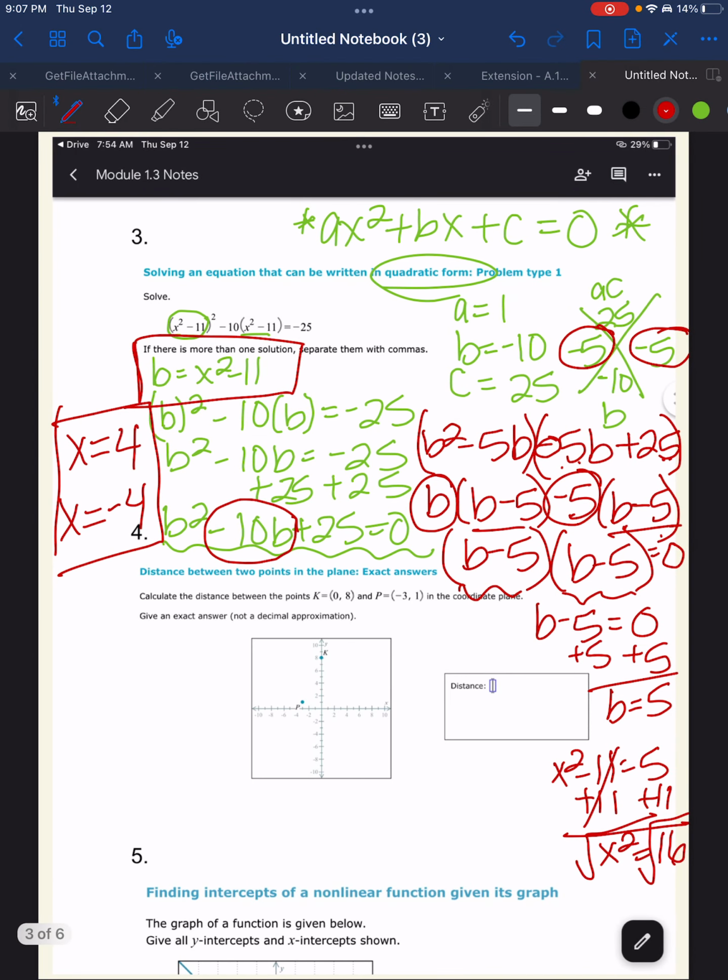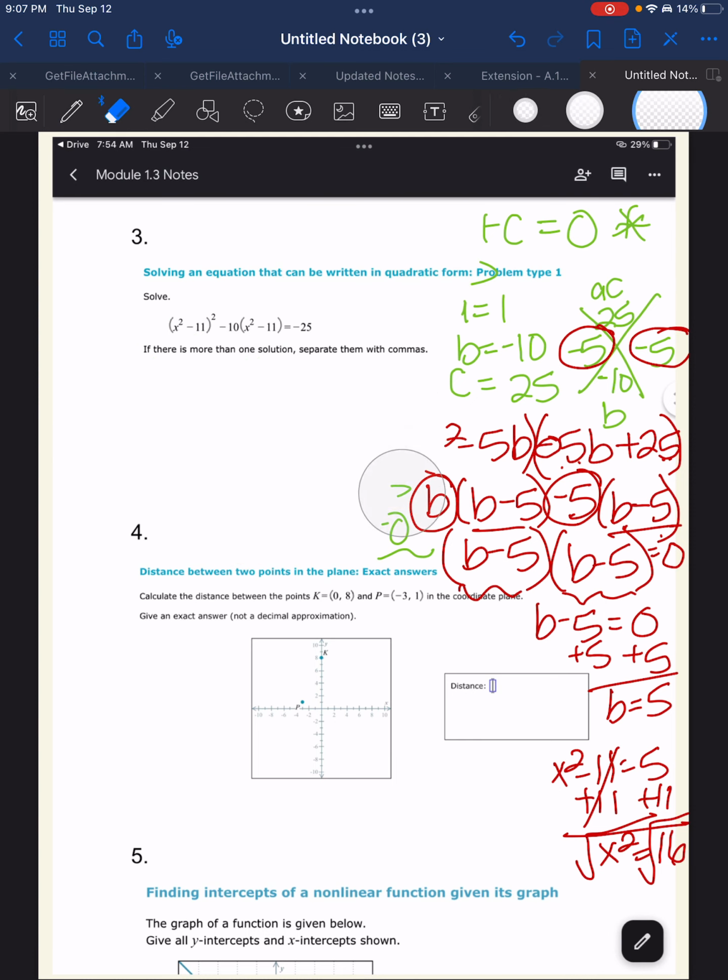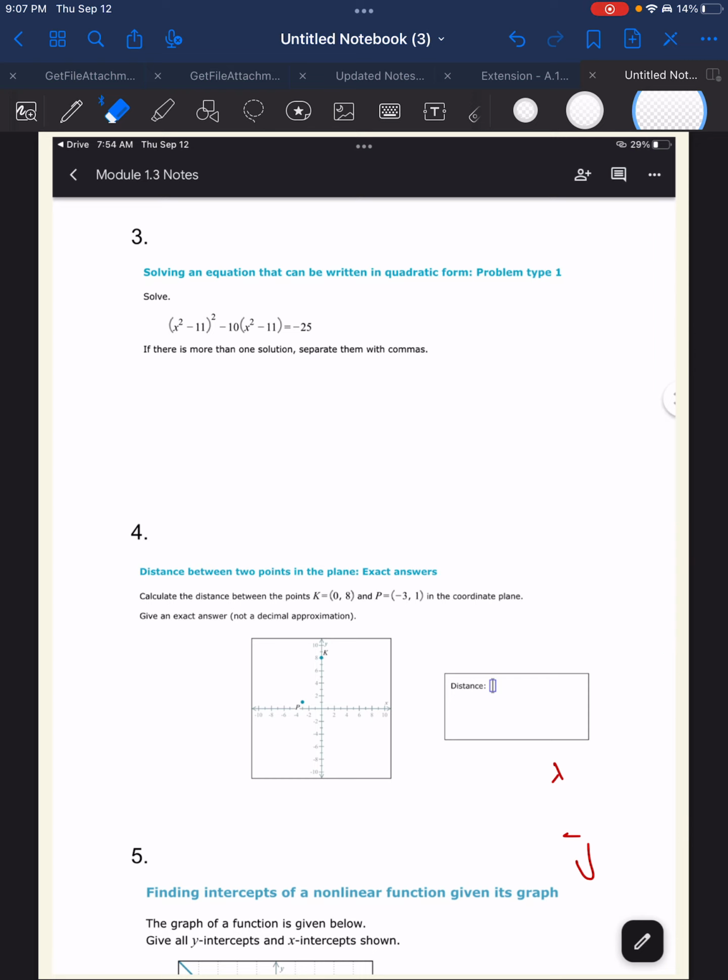Alrighty, so we just did number 3. We are going to move on to number 4. With number 4, it says to calculate the distance between the points K, which is (0, 8), and P, which is (-3, 1), in the coordinate plane. Give the exact answer, not a decimal approximation.